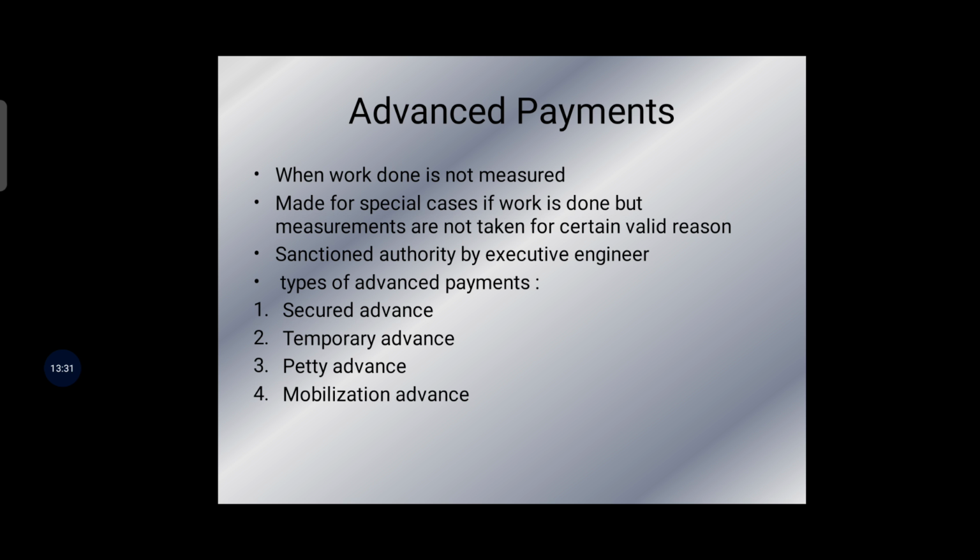The advance is adjusted through the subsequent bill in which actual measurements have been taken. In such cases, the actual measurements should be taken at the earliest opportunity, and in no case is a second advance paid without measurement. The sanctioning authority of advance payment is the executive engineer. These are the types of advance payment: secured advance, advance payment, temporary advance, mobilization advance, and petty advance. We can learn these in our next lecture.